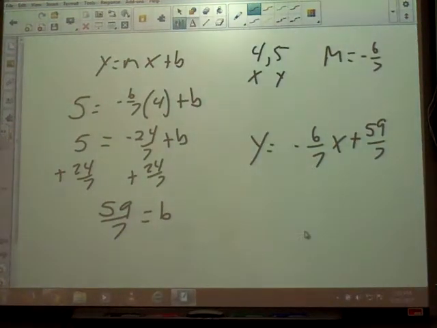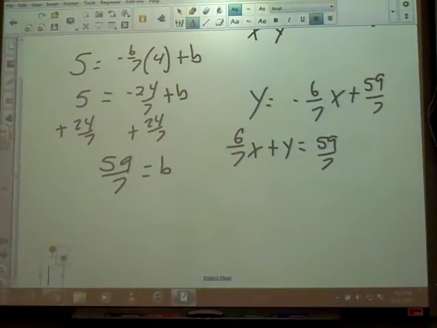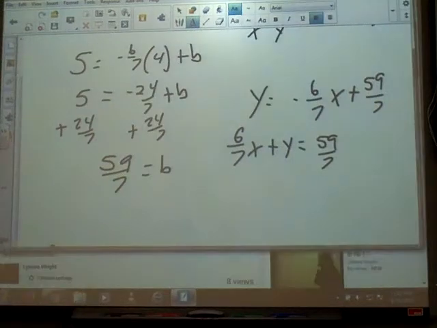Now, if my choices were in slope-intercept form, I'd be good, but there's not a choice that says that. All the choices are AX plus BY equals C, so I got to move the 6 sevenths X over. It's a negative, so I'm going to add it. So I'll have 6 sevenths X plus Y is equal to 59 sevenths. Now, to get rid of those fractions, because my choices don't have fractions, what would I multiply all that by? 7. 7, always by that denominator. So I'm going to multiply all that by 7.